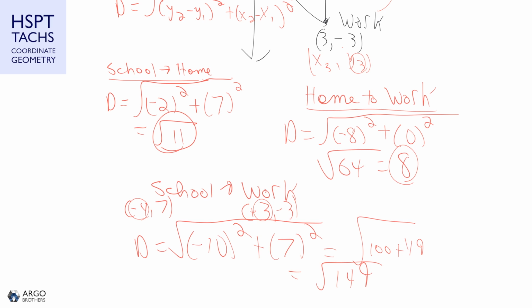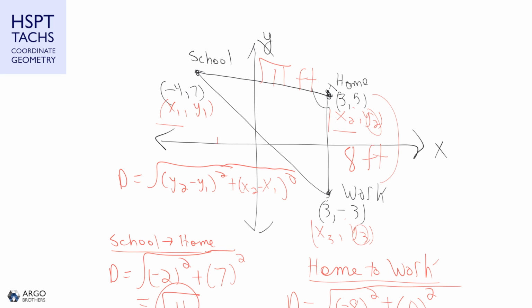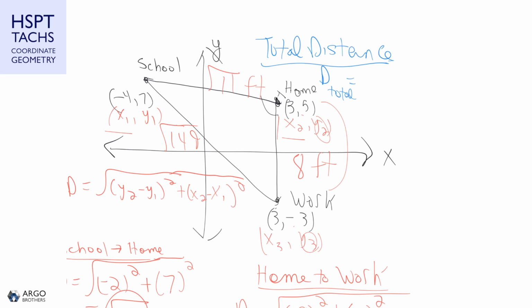All right, so now we have all 3 distances, so let's write that, the square root of 149. And since we have all 3 distances, we just need to add them. So the total distance is, and we don't have to find the simplified version, D total equals 8 plus the square root of 11 plus the square root of 149. And so that's how far you need to walk to go all the way around to come back to school. From school to go back to school, you need to walk that distance.